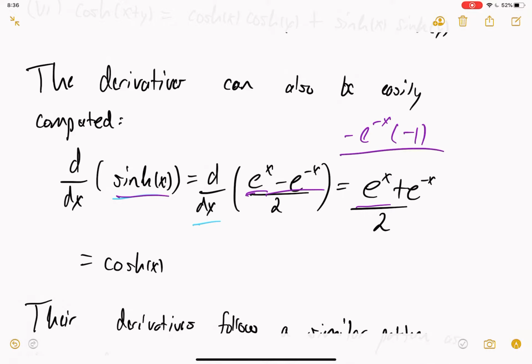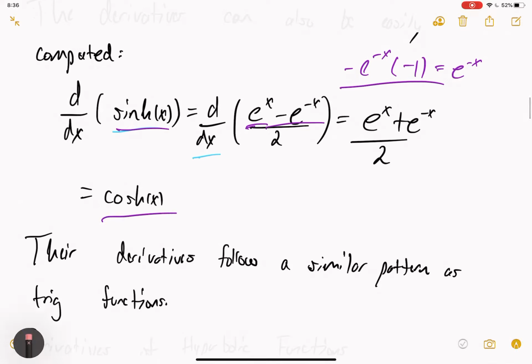So then you just get back e to the minus x. So it's just going to be positive now. So you get e to the x plus e to the minus x divided by 2. But if you remember the definitions that we had above, that's hyperbolic cosine. So this is pretty nice, where hyperbolic functions are derivatives of each other.